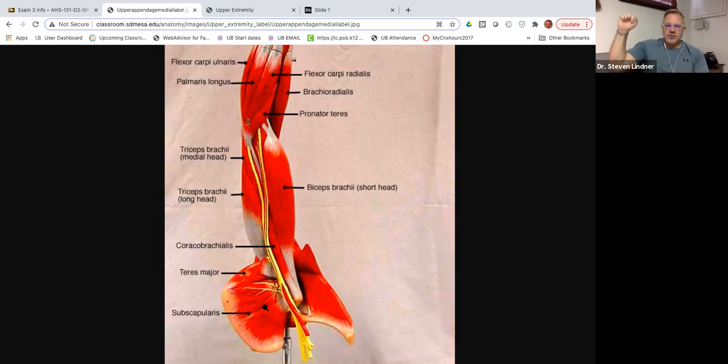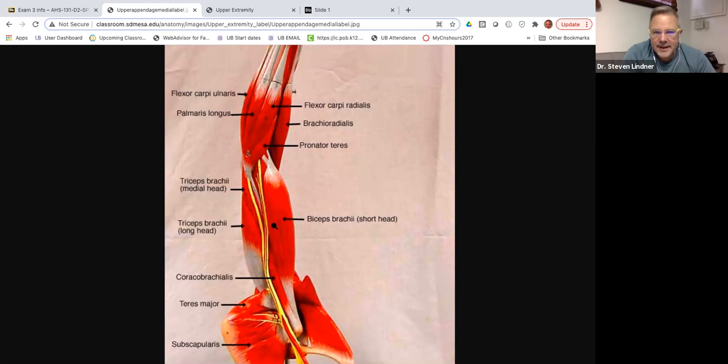If we do internal rotation, right, internal rotation brings your arm downward like this. This is external rotation. This is internal rotation. Here is Teres Major. And remember, there's also a Teres Minor, and Teres Minor is a rotator cuff muscle, but we'll see it on a different view of the arm.